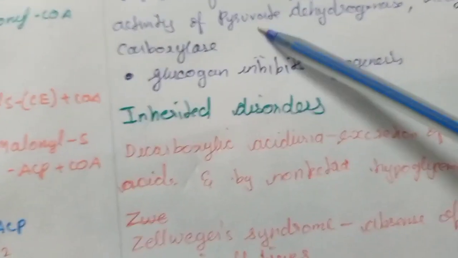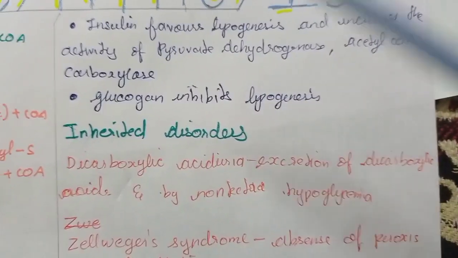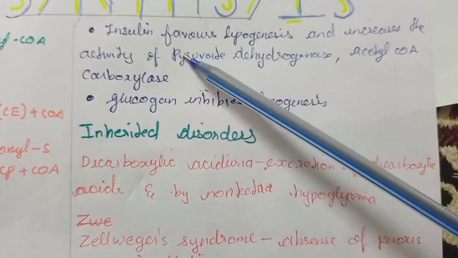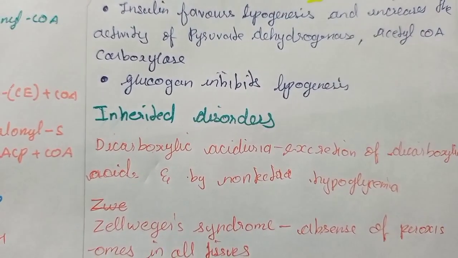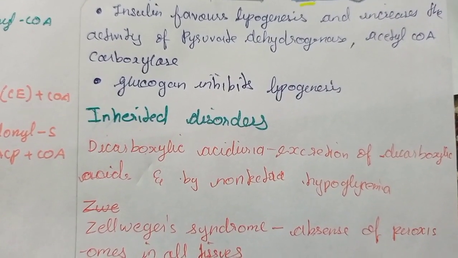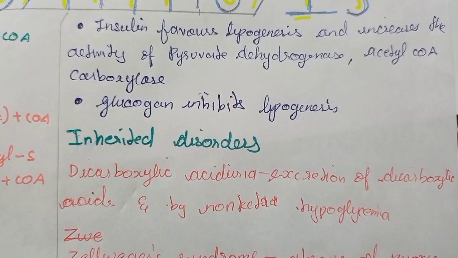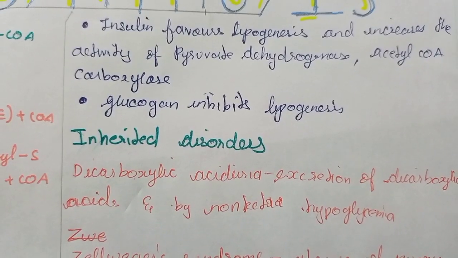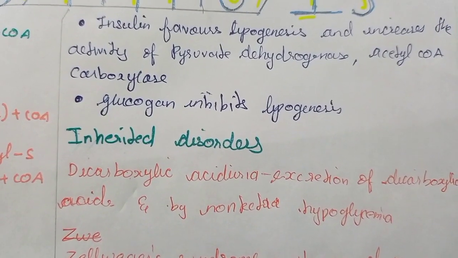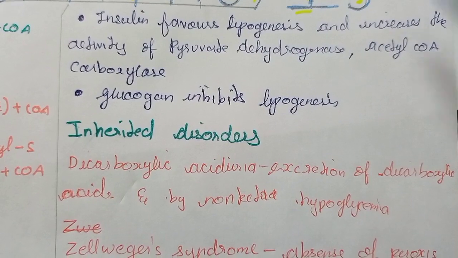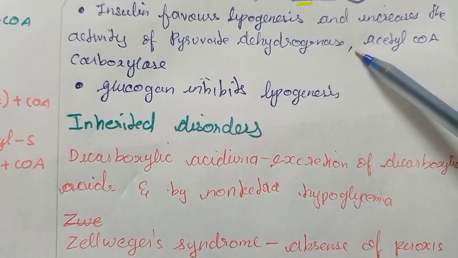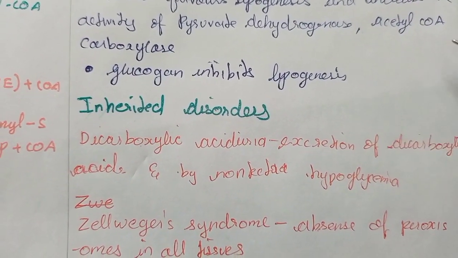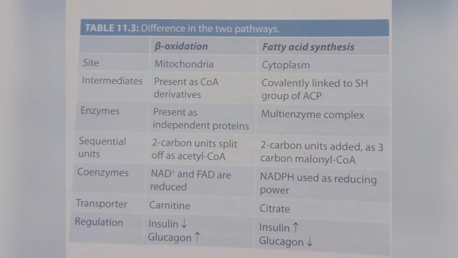Next comes insulin. Insulin favors lipogenesis and increases the activity of pyruvate dehydrogenase, acetyl-coenzyme A carboxylase. As we know that insulin increases the glucose level. As a result, more glucose is present in blood, which enters the de novo synthesis to produce fatty acids. Glucagon inhibits lipogenesis. Most of the students get confused between beta oxidation and fatty acid synthesis.